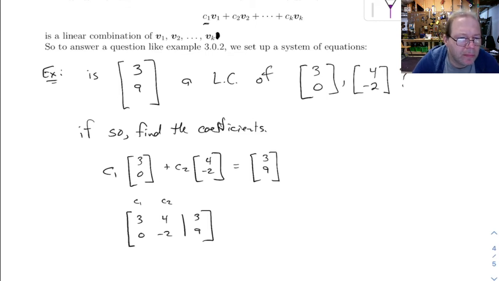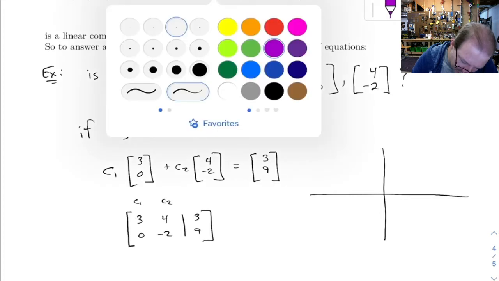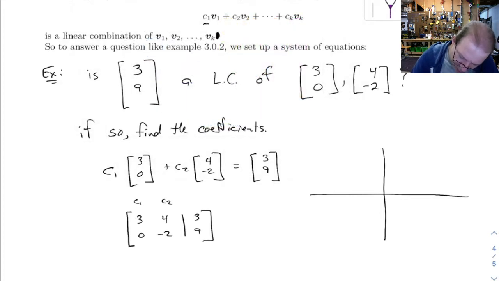Now, before we solve this, let's use some geometric intuition to figure out if this is going to be a linear combination or not. So we're looking at the xy plane, and the two vectors we're looking at are (3, 0) and (4, -2). I'm going to draw those in purple, and I'm going to make them sort of big so we can see them. So (3, 0) is going to be over here, and (4, -2) is going to be further over and then down.